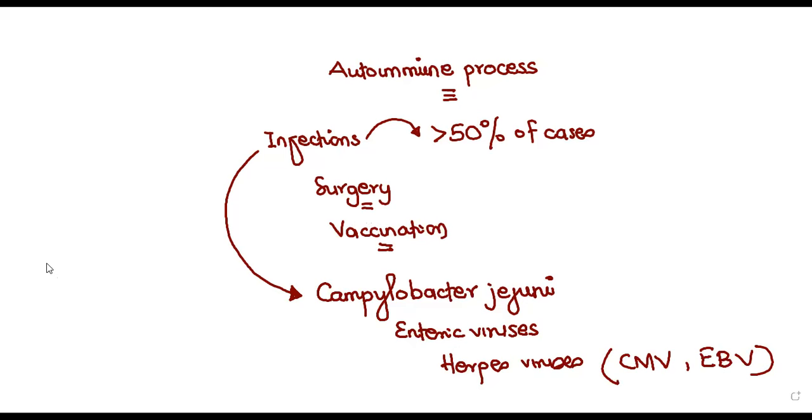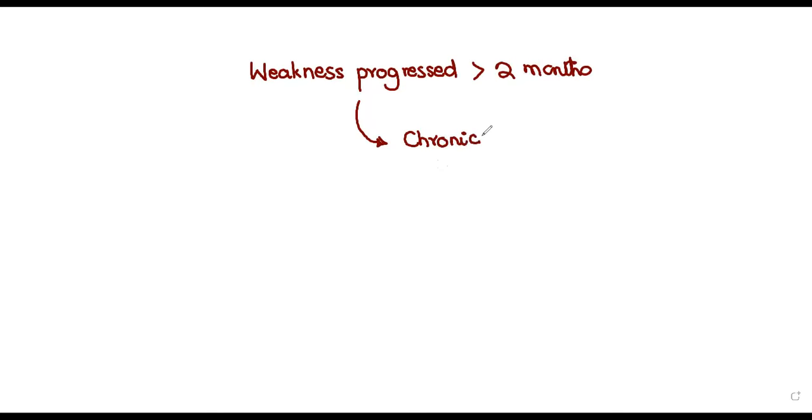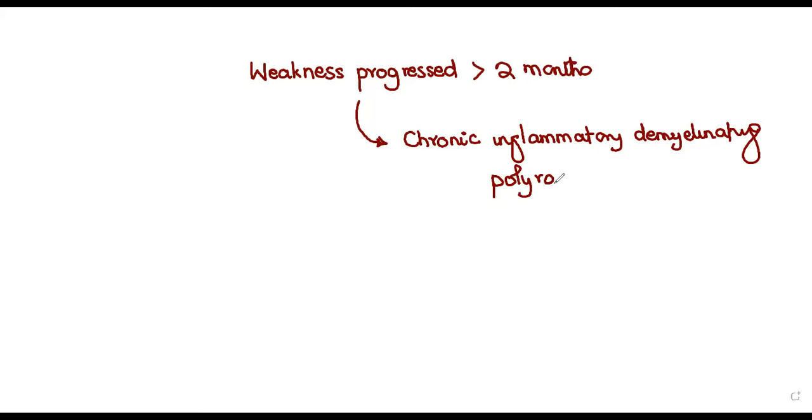Yes, please. Now, if you have a patient whose weakness has progressed for more than 2 months, then instead of an acute inflammatory demyelinating polyradiculoneuropathy, you have a chronic one. So 2 months is the dividing line, and that would not be technically termed as Guillain-Barre, because Guillain-Barre should be an acute event. So you have chronic inflammatory demyelinating polyradiculopathy, CIDP.